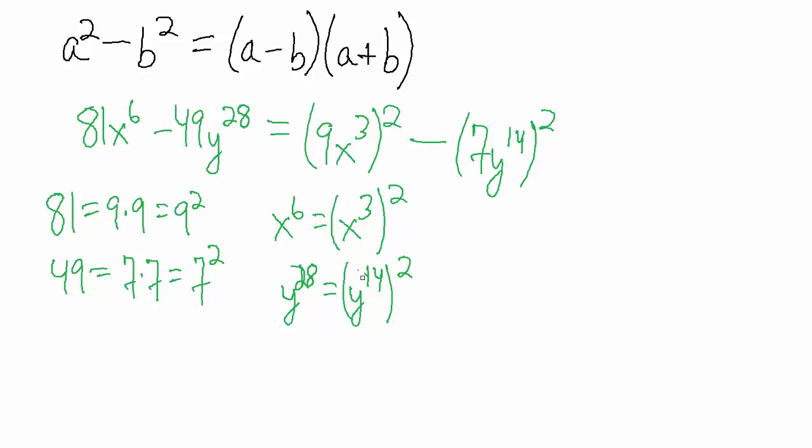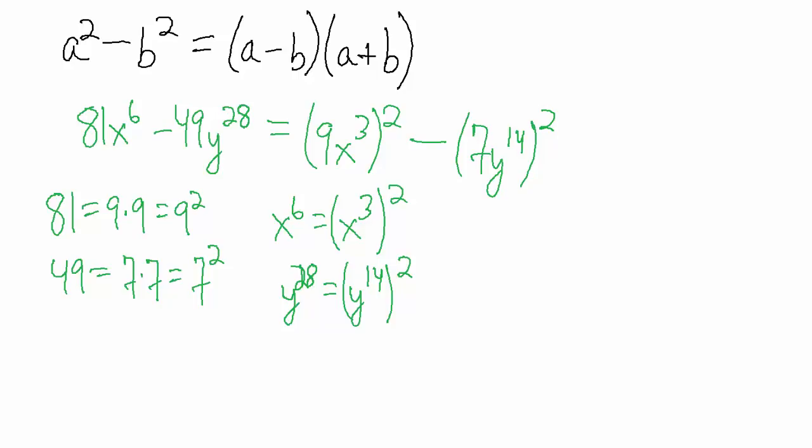And again, why is that true? Well, because if we take the 7 and square it, we get that 49 here. And if we take this y to the 14th and square it, then we get this y to the 28th. Okay. So now that we have something squared and something else squared, we can apply this formula here. We just have to identify what's our a and what's our b.